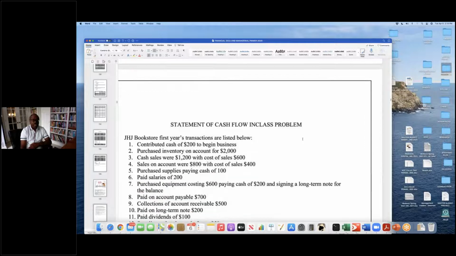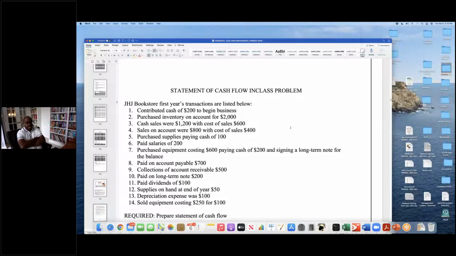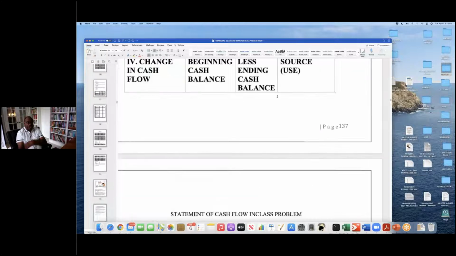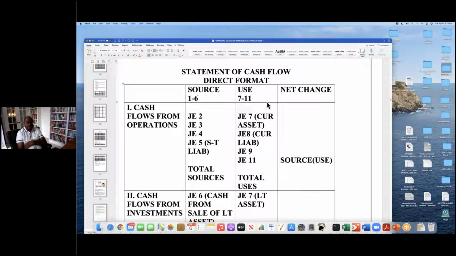So let's see if we can look at an example. JSJ Bookstore first year transactions are as follows. The first thing I want you to do is scratch out transactions that did not involve cash. So that's our first step.